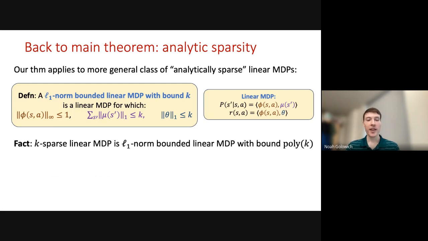Now, it's straightforward to see that a k-sparse linear MDP, as I defined it earlier, is an L1 norm-bounded linear MDP with norm bound which is a polynomial in k. And this follows as a result of the sparsity constraint, as well as the fact that we assume the L infinity norm of all mu of S prime sums to at most a polynomial in k. And the L1 norm of a k-sparse vector is at most k times its L infinity norm.